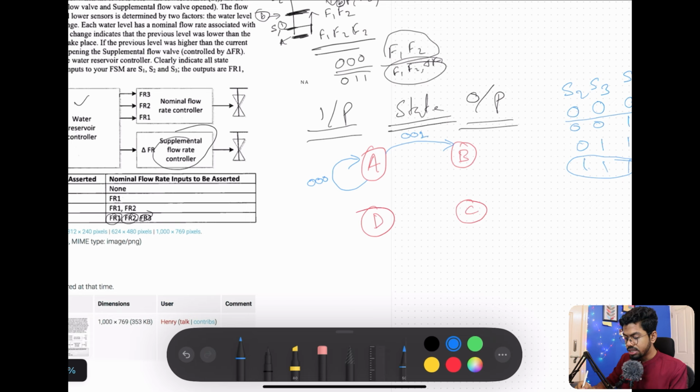Now the question is, okay, I'm going there, but what output change would there be? Anytime you are at A and you are receiving 0 0 0, what would be the output at that time? I just missed that scenario. Anytime you are at 0 0 0, all the sensors are deactivated, which implies I will have an output of turn on my tap 1, turn on my tap 2, turn on my tap 3, right?